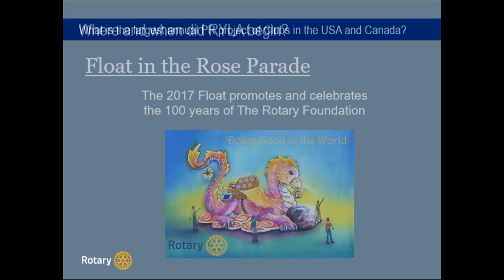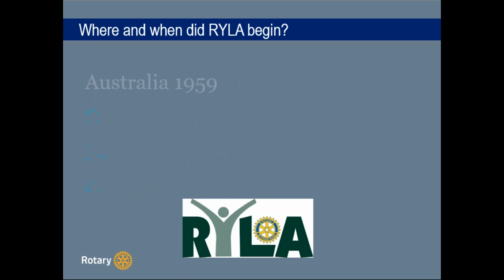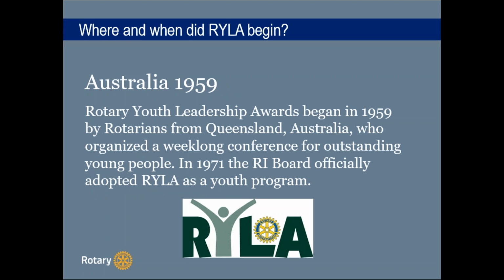Where and when did RYLA begin? Australia 59, Winnipeg 48, Chicago 71, Amsterdam 64. I say Australia. That's a tough one. It started in Australia, but then in 1971 it became an official youth program as it was adopted by the board. But it actually did start in Queensland in 59 already. And then it's been going every year since. Good job, Ellie.